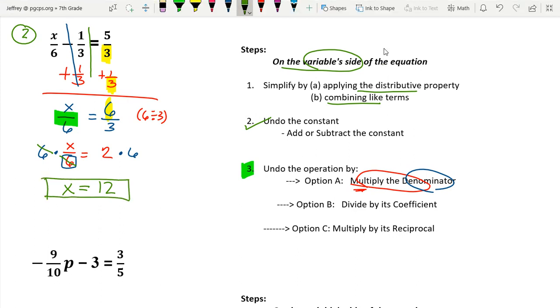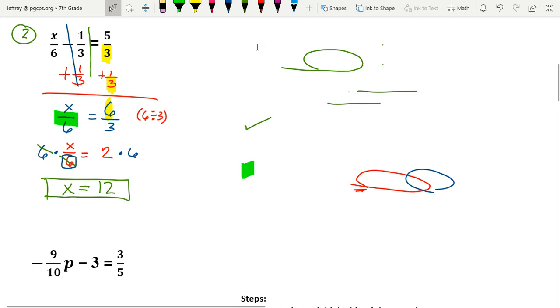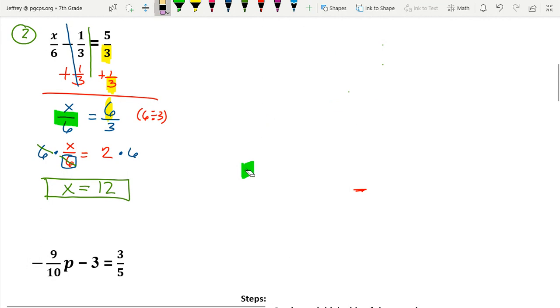Now, if we check, let me delete this part. So if we check, would we get the right answer if we checked it? So let's figure that out. Let me erase this part. There we go. Now we're back on track. So let's check. I need some space for the fraction part.